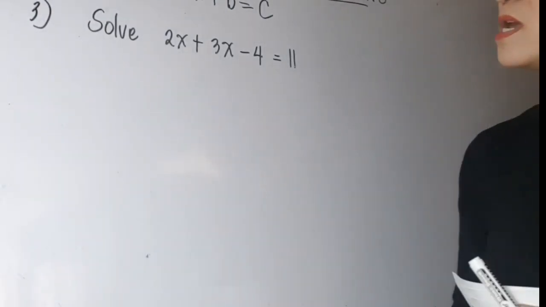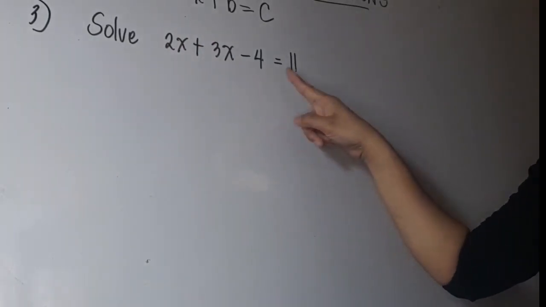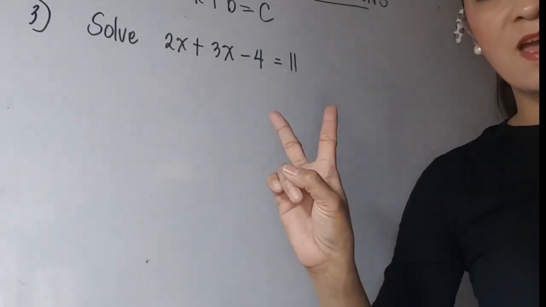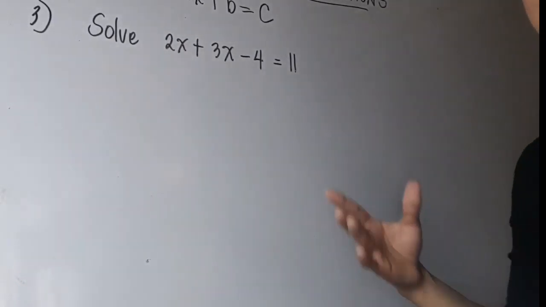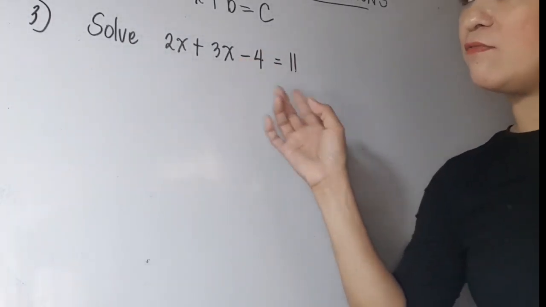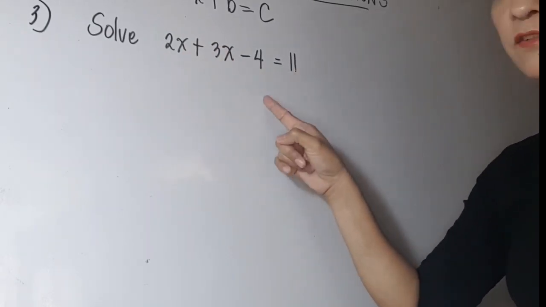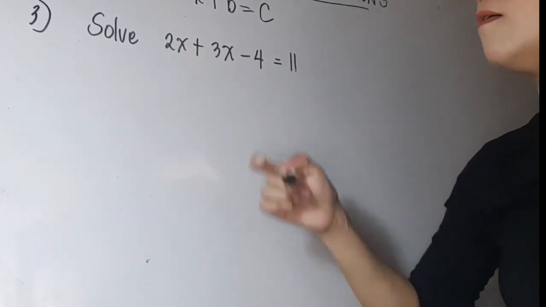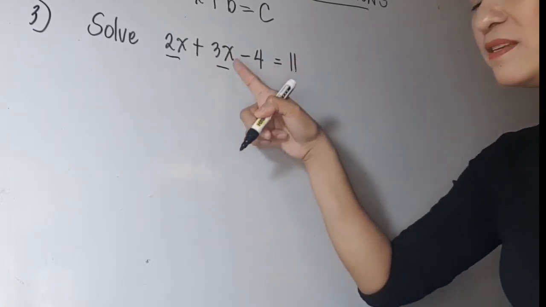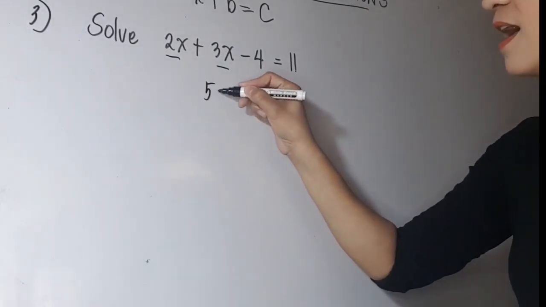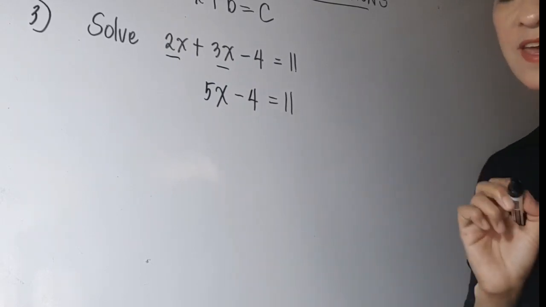Okay, we have number 3. So, solve 2x plus 3x minus 4 equals 11. Remember, we have two guidelines. So, the first guideline is simplify both sides of the equation. So, let us see if we can simplify this side. We have 2x plus 3x minus 4. Maybe, to simplify it, we can combine 2x and 3x. Di ba? So, what is 2x plus 3x? That is 5x. Okay? Minus 4 equals 11.